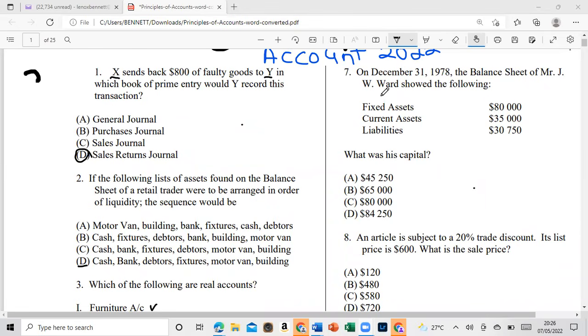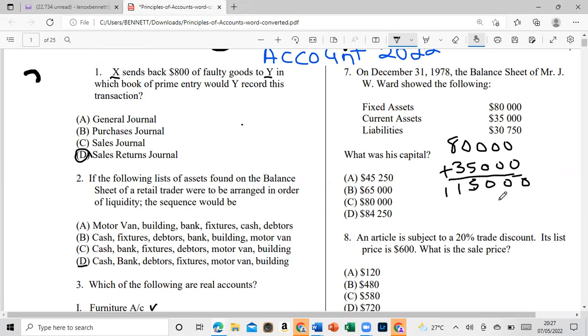As I was saying, you have current and fixed assets. So we're going to add those because both of them are assets. And then now we subtract the liabilities. The capital is the fixed and current assets minus the liability. 5, 8, and 3, 11. And we're supposed to take away 30,000 from this.